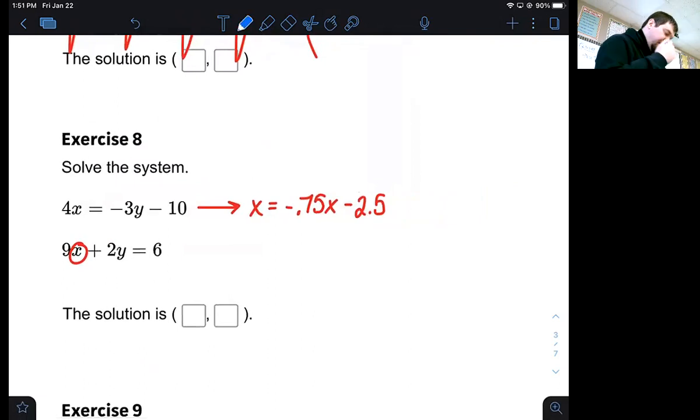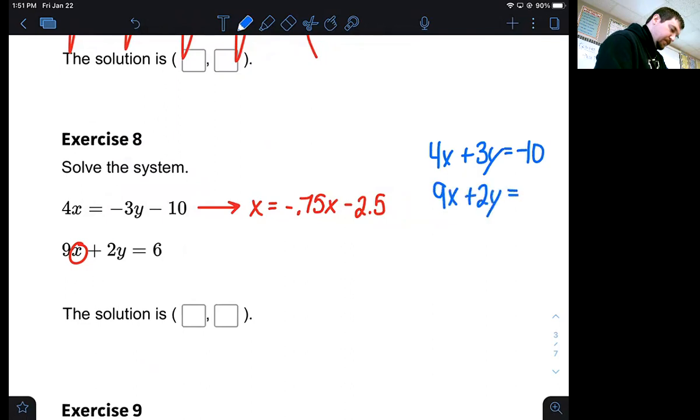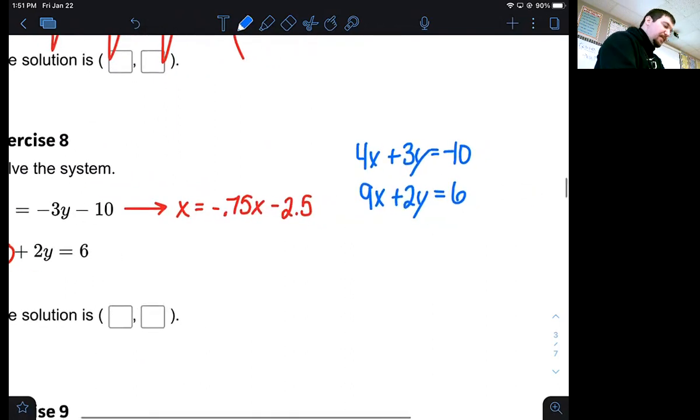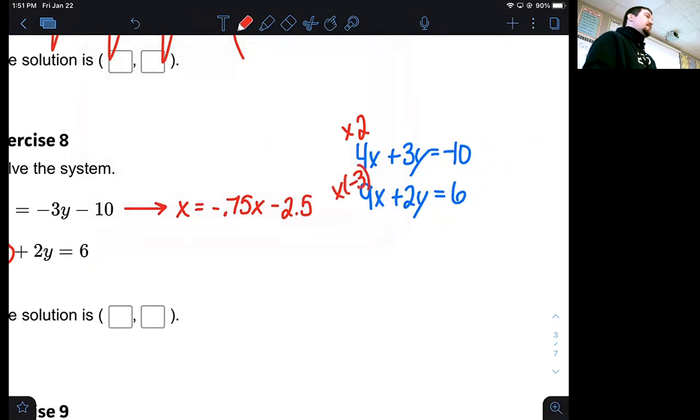If you chose to do elimination, I would have rewritten it first, obviously, putting the 3y on the other side. And then I would have times the top equation by 2, trying to line up the y's here, because 6 is my first common multiple. You could also line up the x's, and they line up at 36, but the y's line up at 6. And then times the bottom equation by -3. Why negative? Because I like opposites. I like to add.